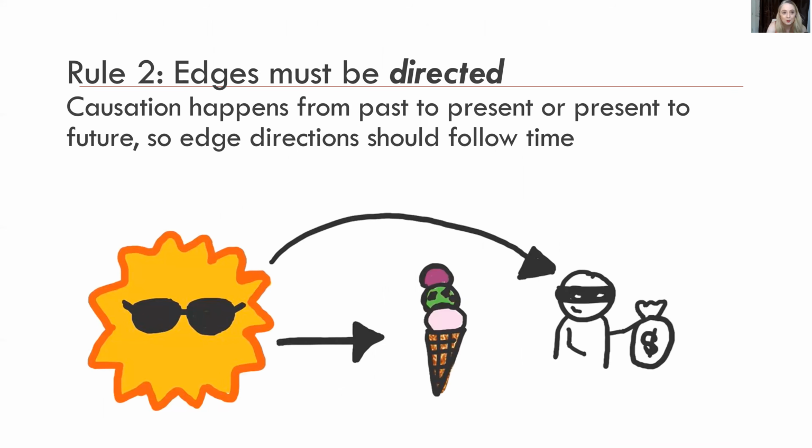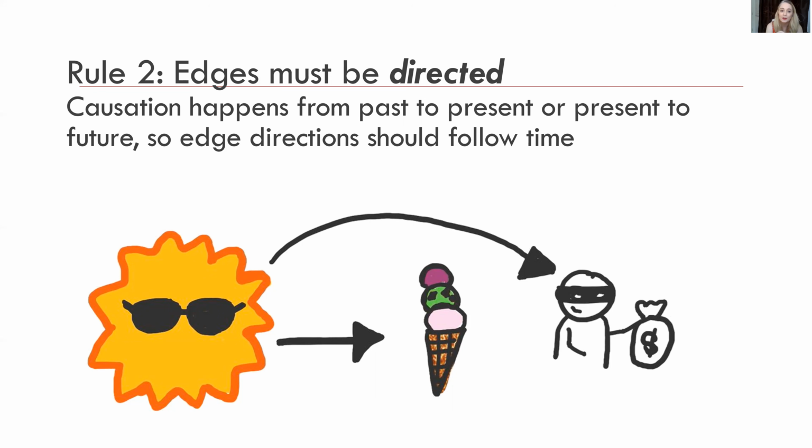The second major rule of directed acyclic graphs is that the edges must be directed. And so what this means is that we're not just talking about a line connecting 2 variables, we're talking about an arrow with an arrowhead at only one end of the arrow. And this arrowhead represents potential for causation that moves from the past to the present or from the present to the future, and the arrow indicates the direction of that causation in time.